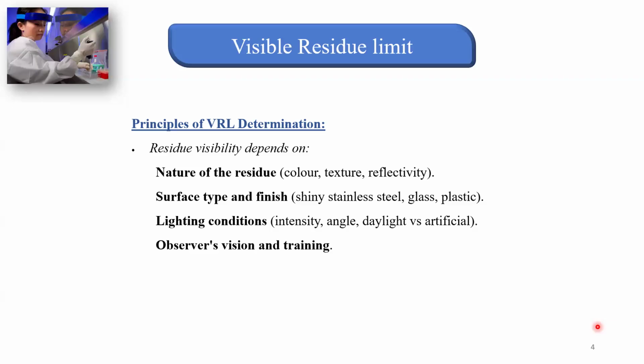Finally, observer vision and training also play an important role. Different people may see residues differently. That is why VRL studies involve trained observers and standardized inspection conditions to reduce subjectivity. So, VRL determination is influenced by residue properties, surface characteristics, lighting, and the observer, all of which must be controlled during the cleaning validation studies.